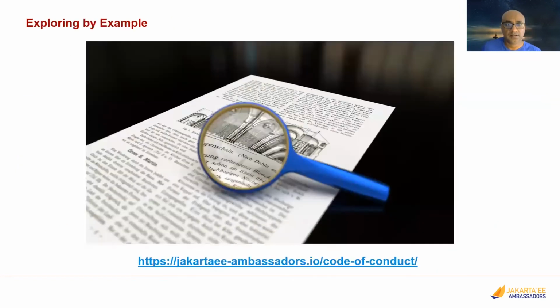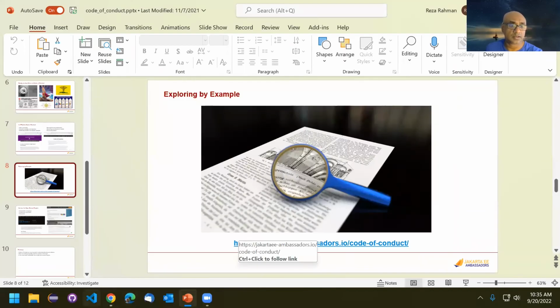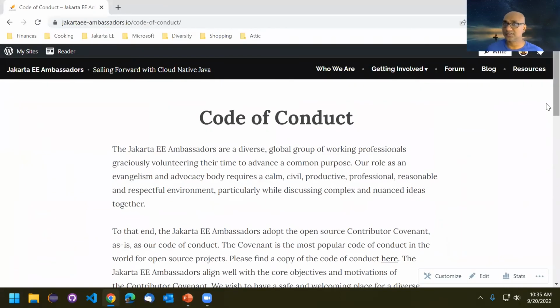Okay. So let's take a look at a concrete example of all these things. We've talked about a lot of these principles a little bit. We talked about the contributor code of conduct. I'm going to talk to you a little bit about the specific details in the context of the Jakarta ambassadors. So let's go open up this website. Let me see if I can press escape here and get to my browser. Here's the browser.